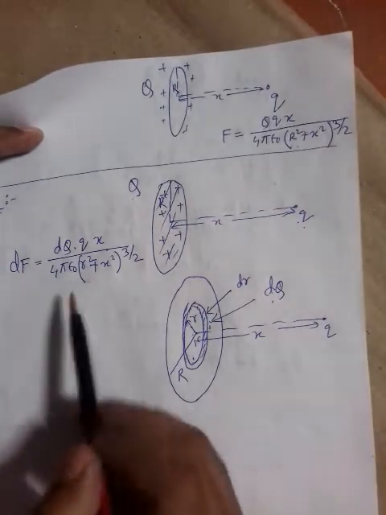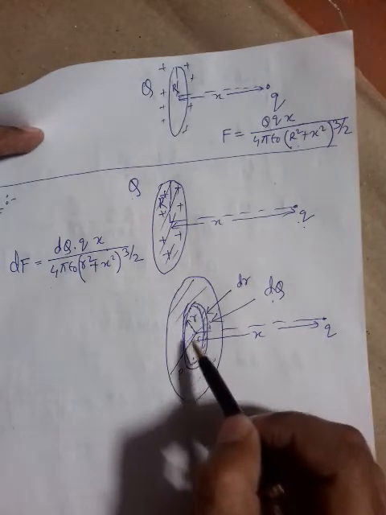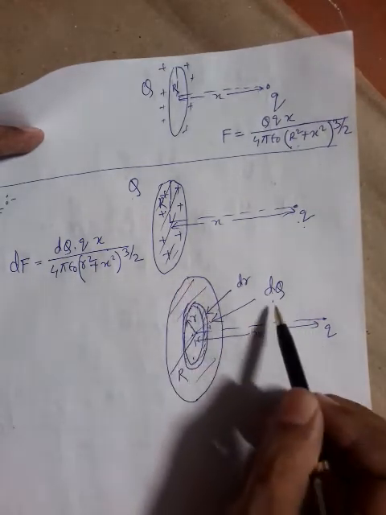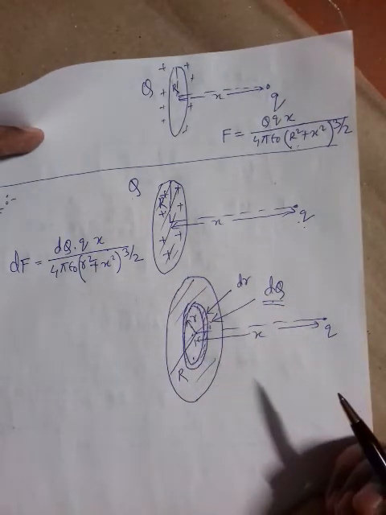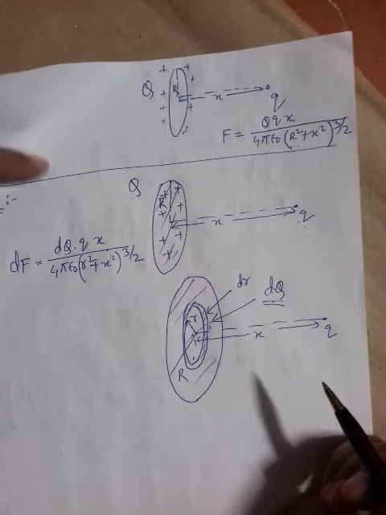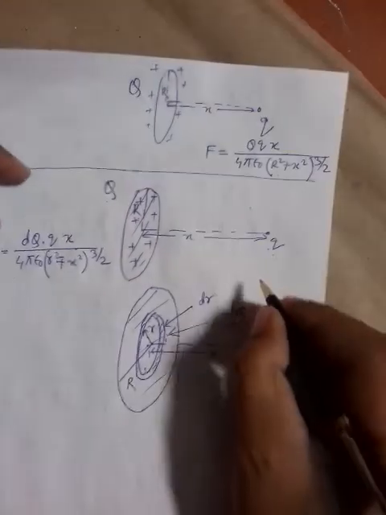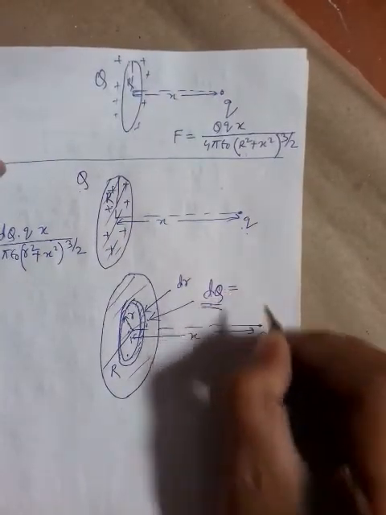Here, as we have to consider the whole disc, small r is to be integrated from 0 to capital R, and dq also has to be integrated. Two variables simultaneously we cannot integrate, there is no scope. So I am just modifying what dq is. This dq can be modified easily by this idea.